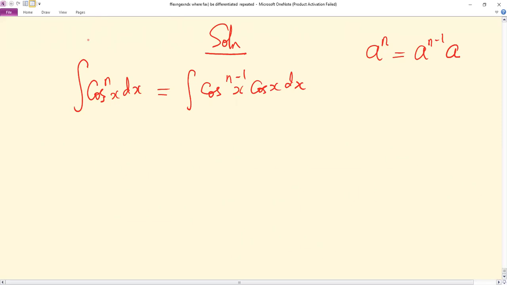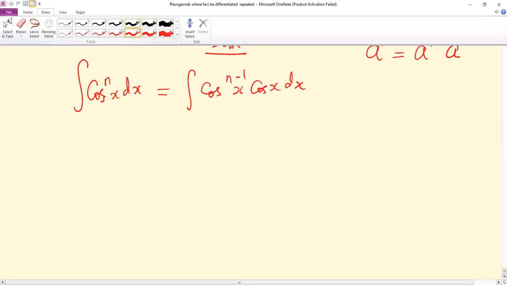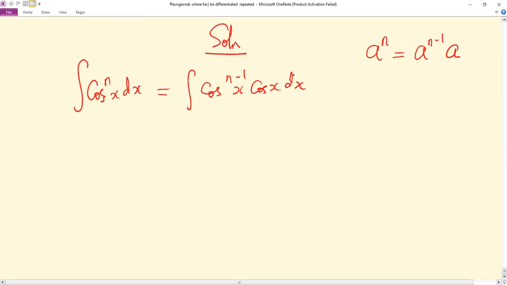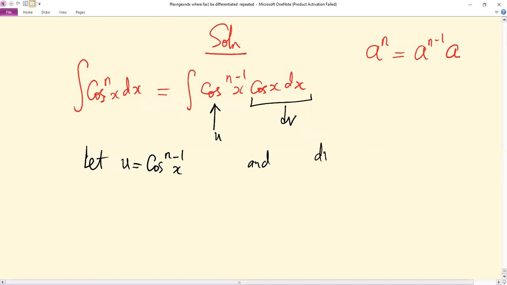The next step, we now use the integration by parts formula to carry out this integration. So we let this one be u and this one be dv. So let u be cos power n minus 1 of x and dv be cos x dx.